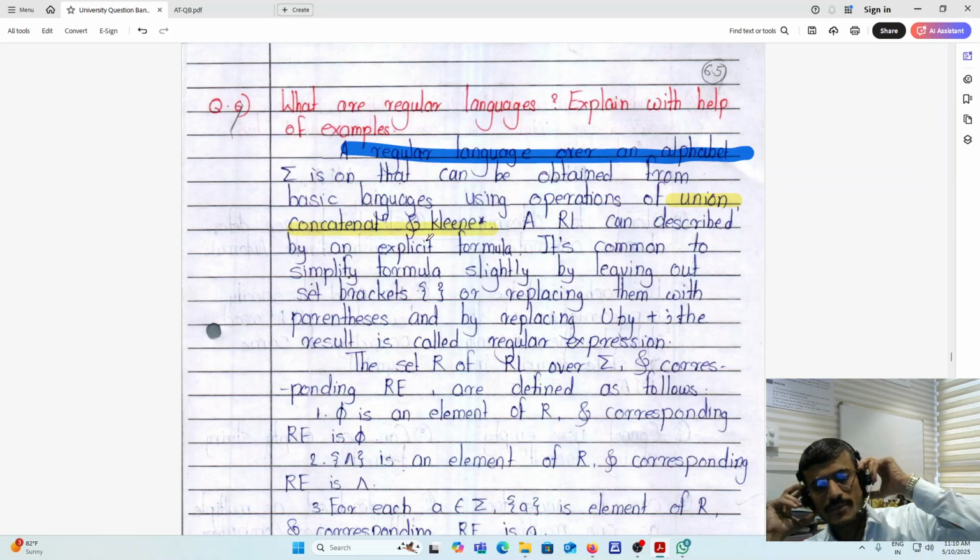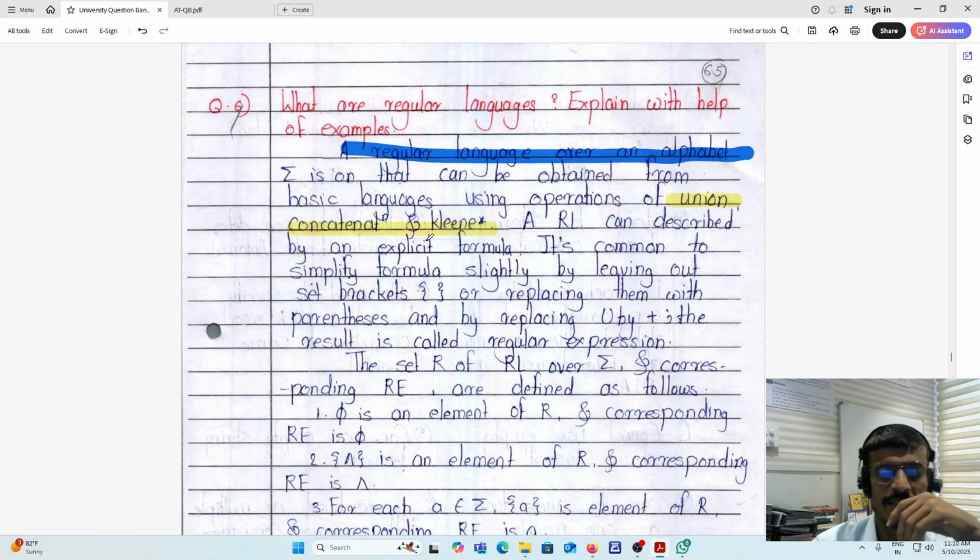A regular language can be described by an explicit formula. It is common to simplify the formula slightly by leaving out set brackets. Set brackets are replaced by parentheses. Already we have seen that. Then union is replaced by plus. That result is called a regular expression. So how to convert a regular language into a regular expression? Simply curly braces are replaced by simple parentheses, union by plus, comma by plus. So that is the thing over here.